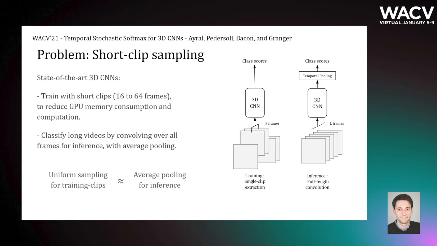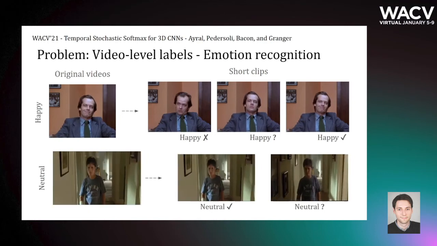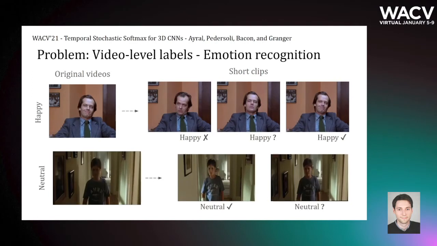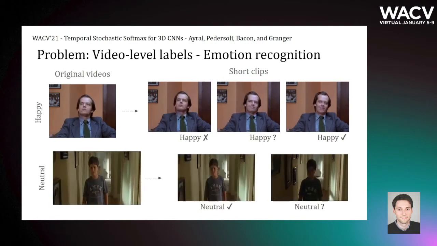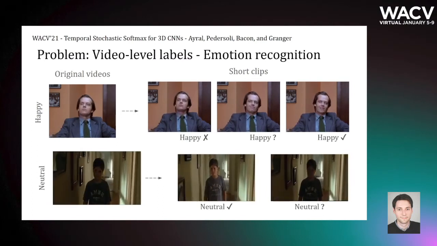In inference mode, as gradients are not required, the classifier is convolved over the entire videos, and average pooling can be used. However, literature has shown that all clips are not equally relevant. Training with short clips introduces several problems. The video labels have to be broadcast to the corresponding training clips.